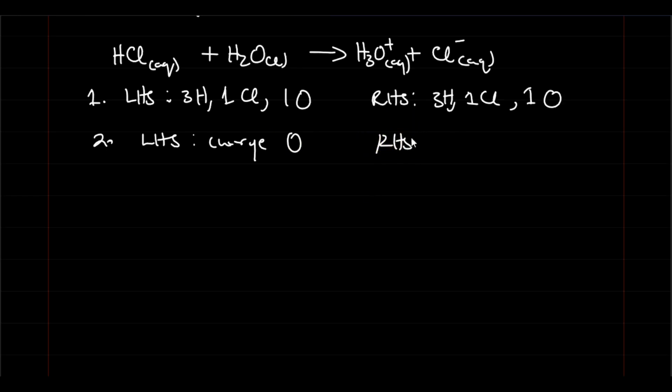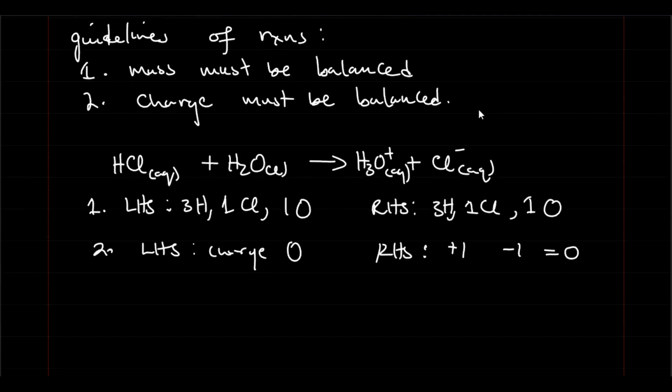And then what about the right hand side? Now on the right, we have plus 1 from the hydronium ion, then we have negative 1 from the chlorine. So if you say 1 minus 1, how much do you get? You get 0. So now charge is balanced on both the left and right hand side, and mass is also balanced on both sides. So the equation is balanced.